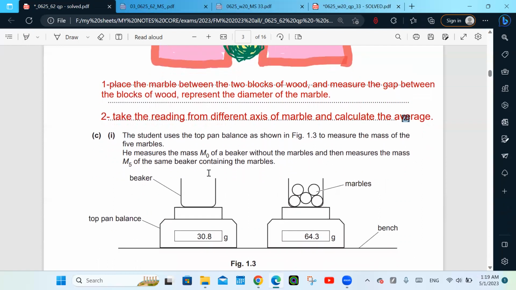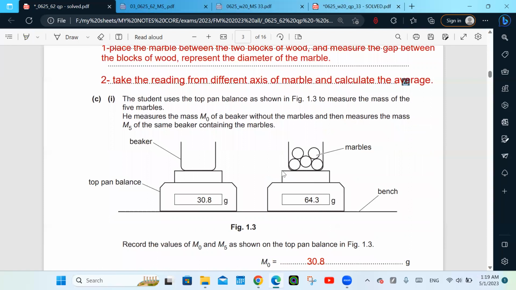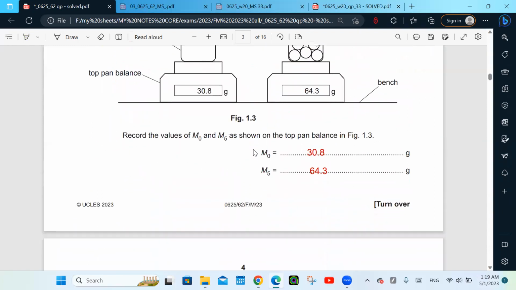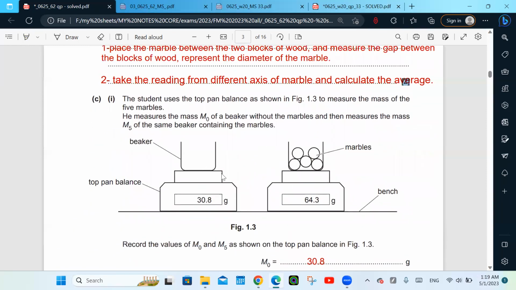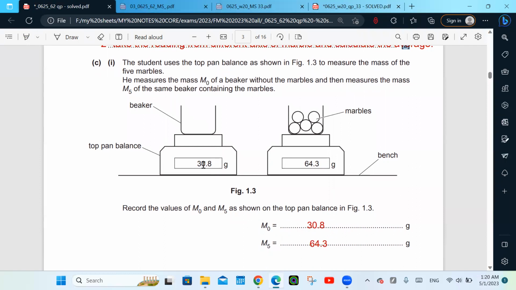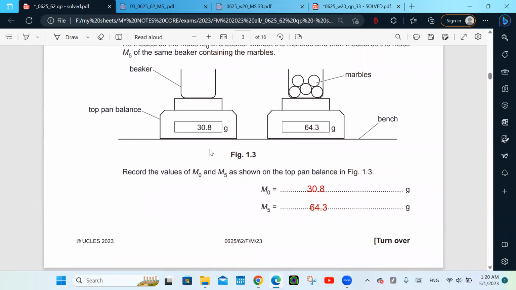Question number (c): at the end of this question, after we know the diameter of the marble, we need to calculate the density, and first of all, you need to measure the mass of this marble. Here the student uses the top pan balance, as shown in the figure, to measure the mass of the 5 marbles. So the first step in this experiment is to measure an empty beaker and record the mass of the empty beaker as shown in this diagram.